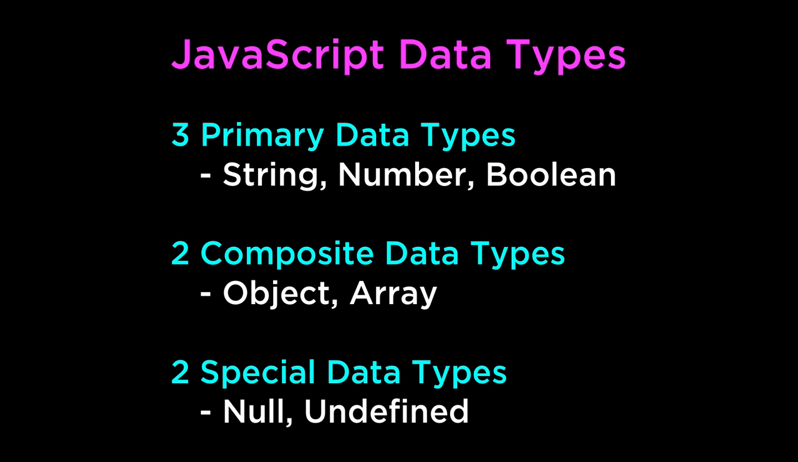Primary data types, these data types store primitive values. Composite data types, these data types reference addresses which store variables. Special data types. These data types have special uses and cases. Let's start with the primary data types.